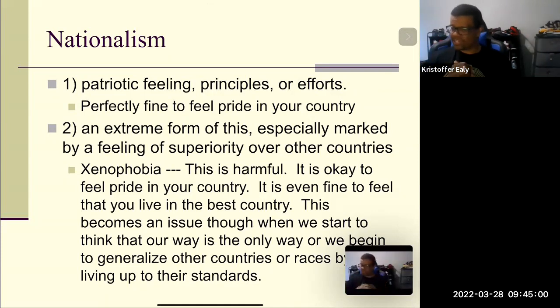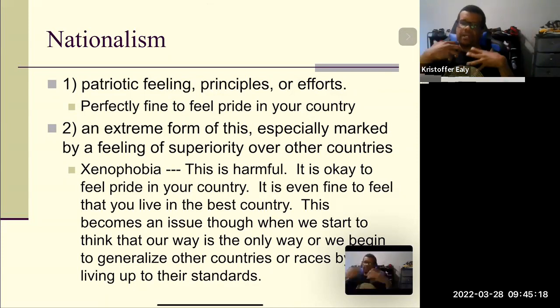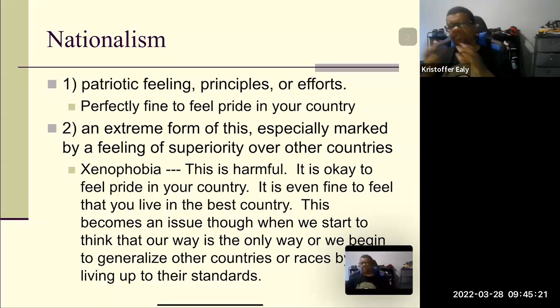It's okay to feel pride in your country. It's even fine to feel that you live in the best country. This becomes an issue when we start to think that our way is the best way, and we begin to generalize other countries or races by not living up to American standards. Okay, so this is why nationalism is a problem. This is why racism is a problem, because you don't want to ever get to a point where you start thinking that you're better than people because you're a certain race or because you move in a certain way.